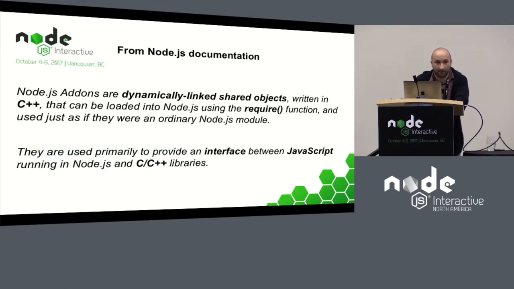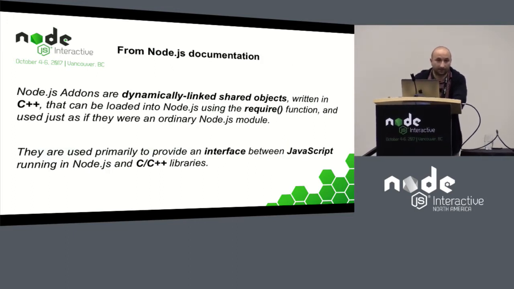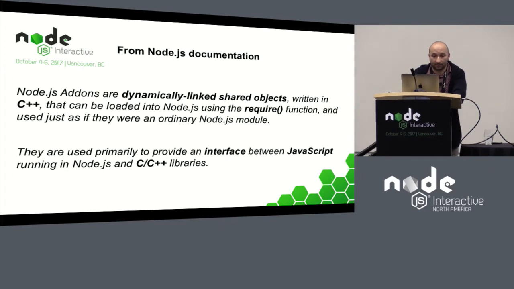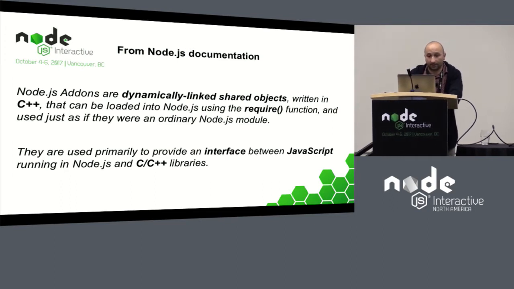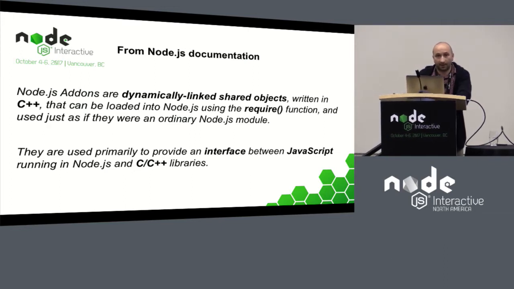If we take a look at the Node.js documentation under the add-on section, Node.js add-ons are defined as dynamically linked shared objects written in C++. And you can use them through the function require and use them as any other JavaScript module. This is very important for developer experience. In this case, I'm talking about developers that use native add-ons, because for maintainers it's another story.